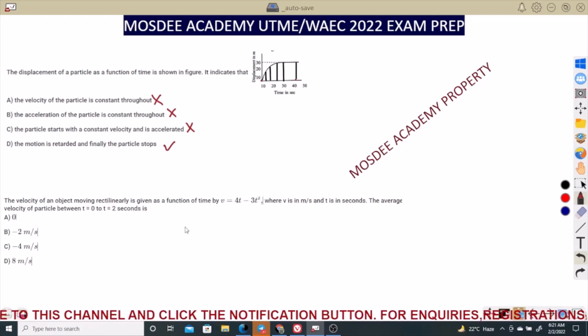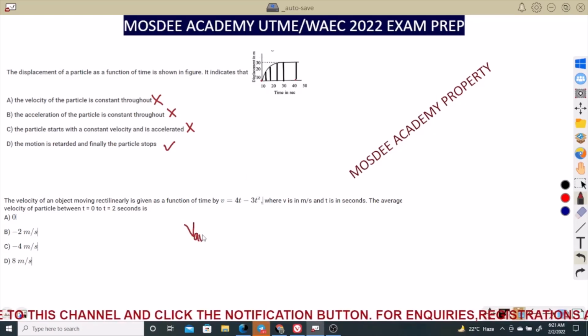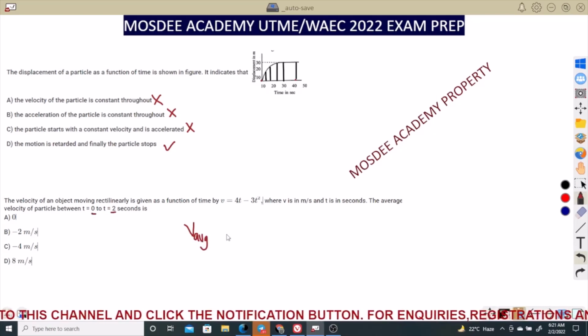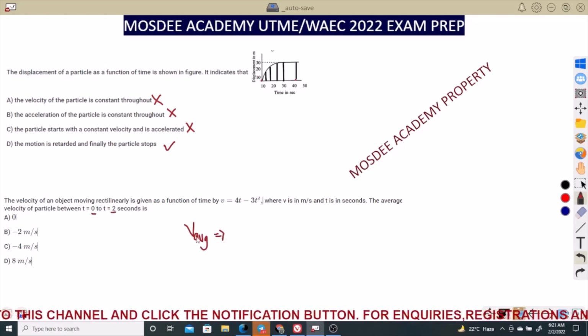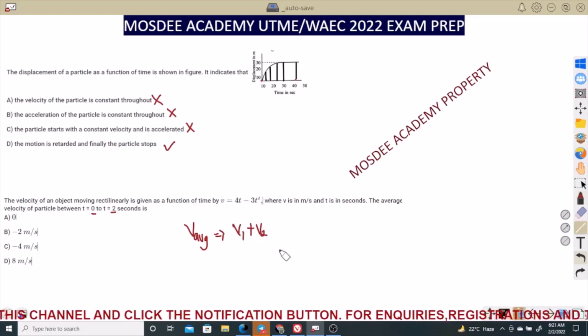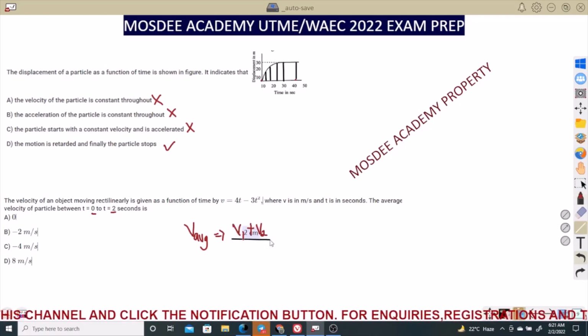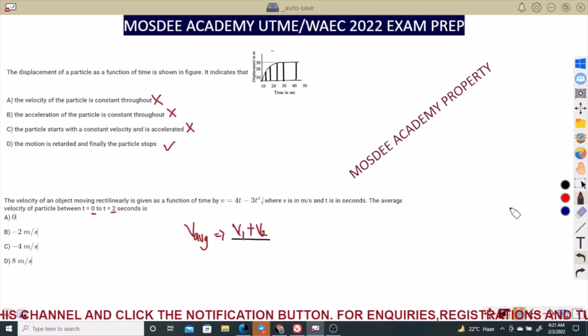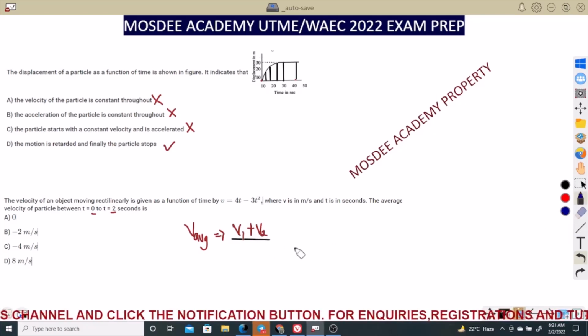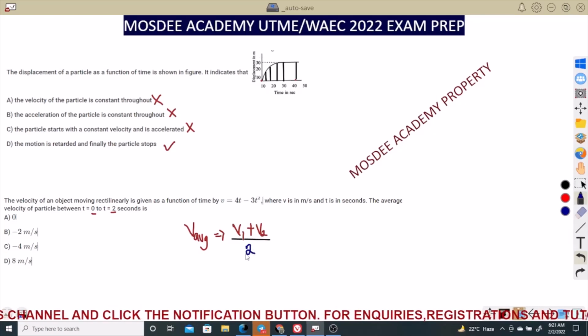Average velocity, we call it v average. It is between two time intervals. So it is just the addition of the velocity of the first one plus the velocity of the second one, then dividing the total by 2. The average of two numbers is the addition of the two divided by 2. You can see they are simple, but you need to practice and understand the pattern so that you can know how to get the answer.